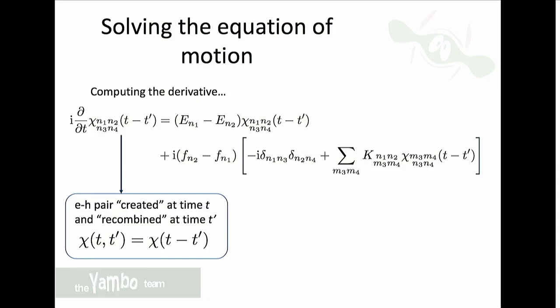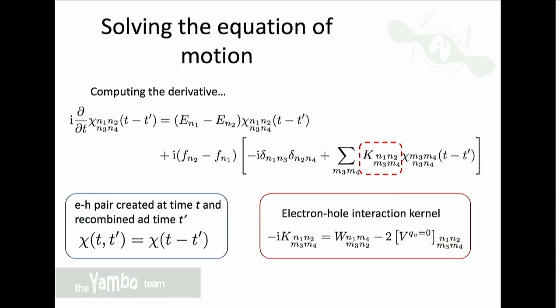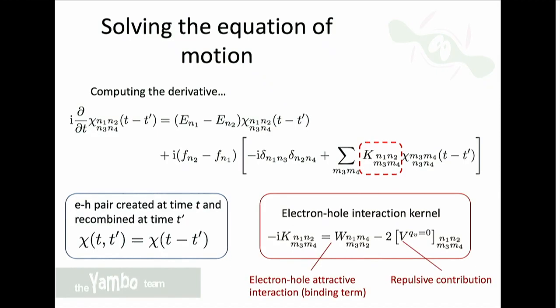And here this K is the kernel. I just called it W minus V, K, just for simplicity. And now we can simplify it even more. You see all these quantities depend, for example, the kernel depends on four single particle indices. Obviously, the W plays the role of an attractive interaction between electrons and holes. So it's the binding term, what creates the bound exciton. Well, this is a repulsive contribution, okay?